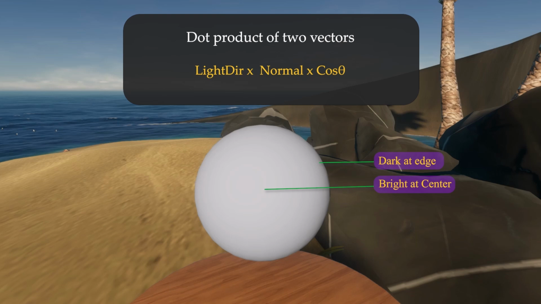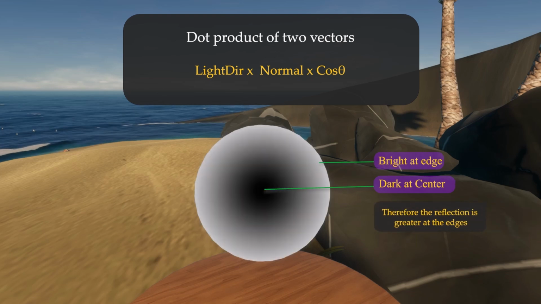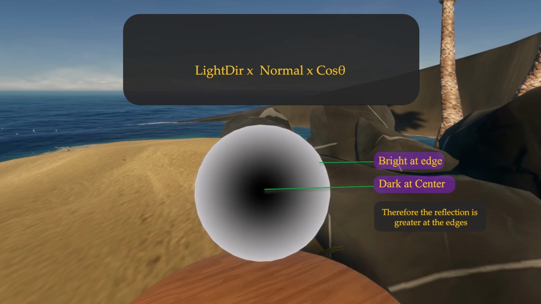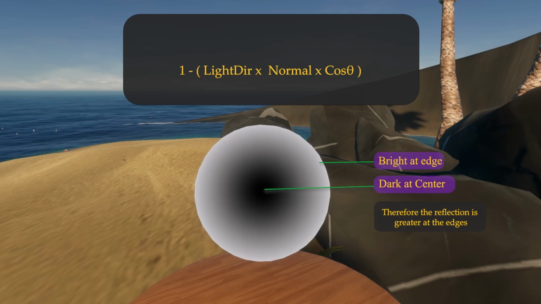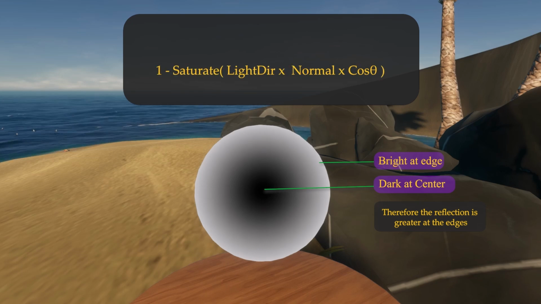However, the Fresnel effect is just the opposite of this model, where the reflection is greater at the edges and lower at the center of the sphere. To calculate this, simply subtract the value from 1. Since the dark to light values range from 0 to 1, subtracting the value from 1 will give the opposite effect. Note that the appearance of this phenomenon is influenced by the angle at which it is viewed.